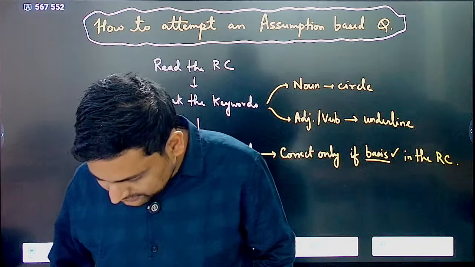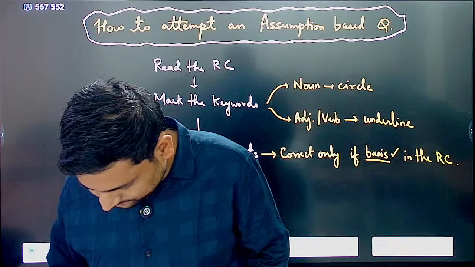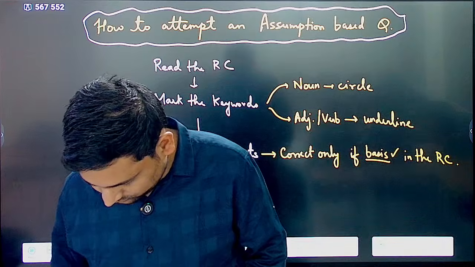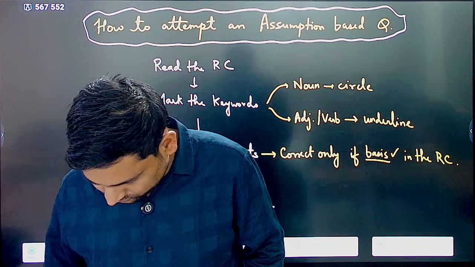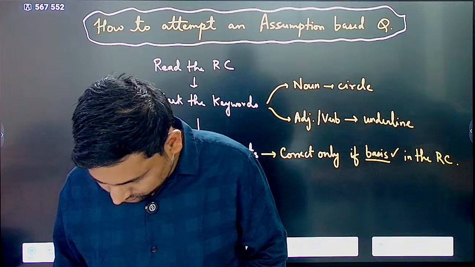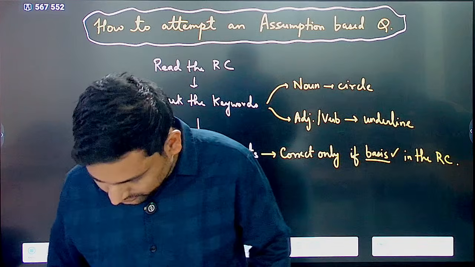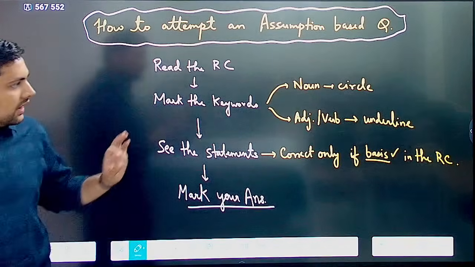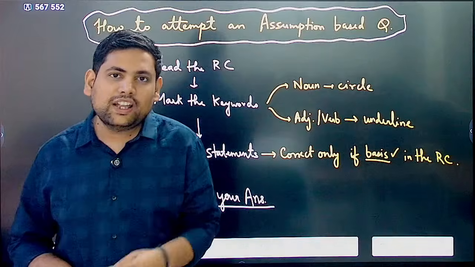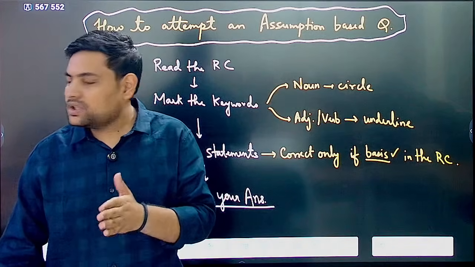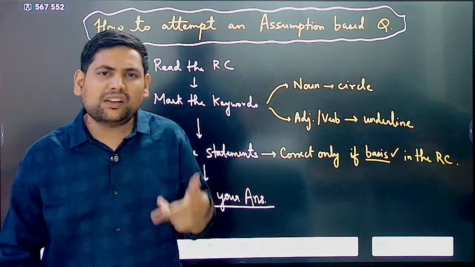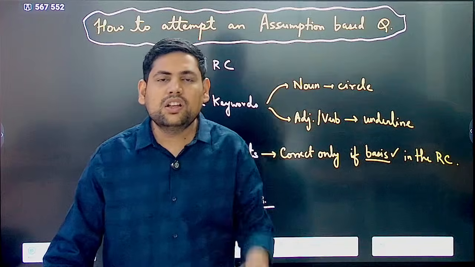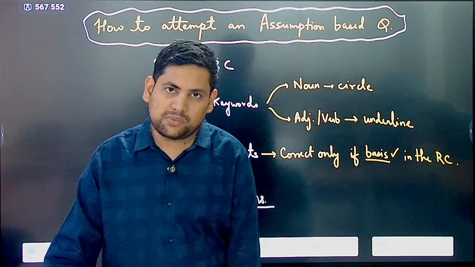So next thing is how to attempt an assumption based question. Now here it is a little different. Whatever we learned was for other keywords, for example crux, main idea, central idea, corollary, or for inference. For all of them we follow that same process. For assumption, we follow a slightly different process.